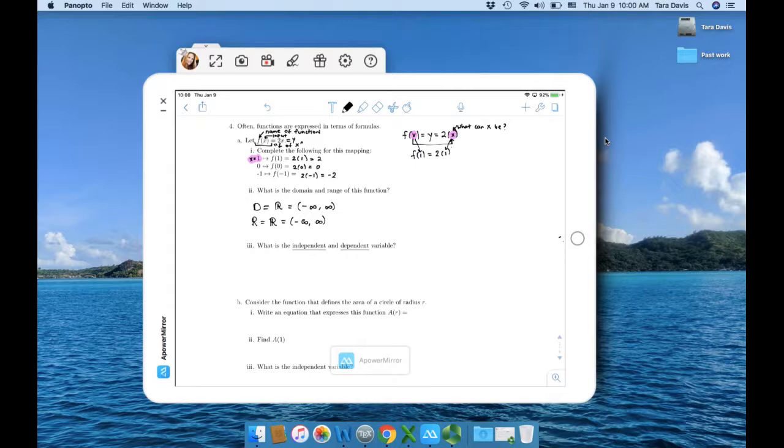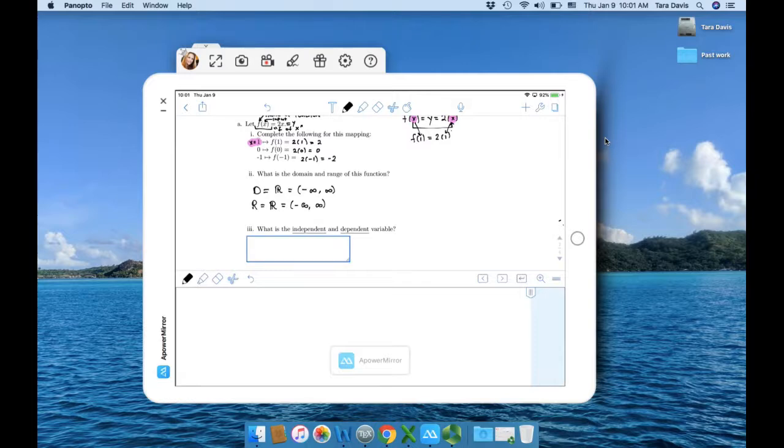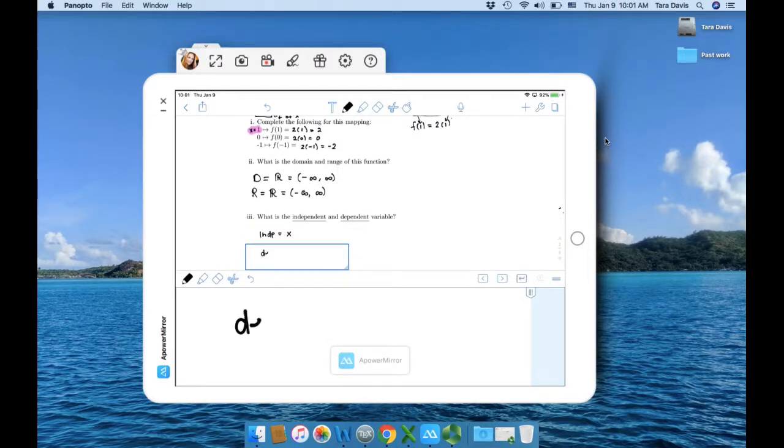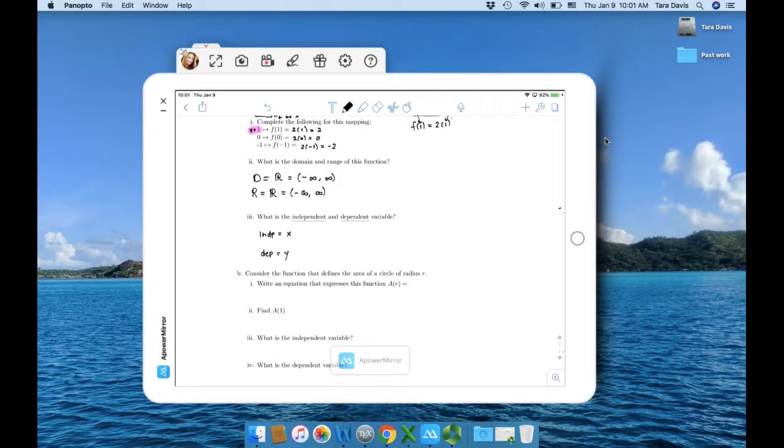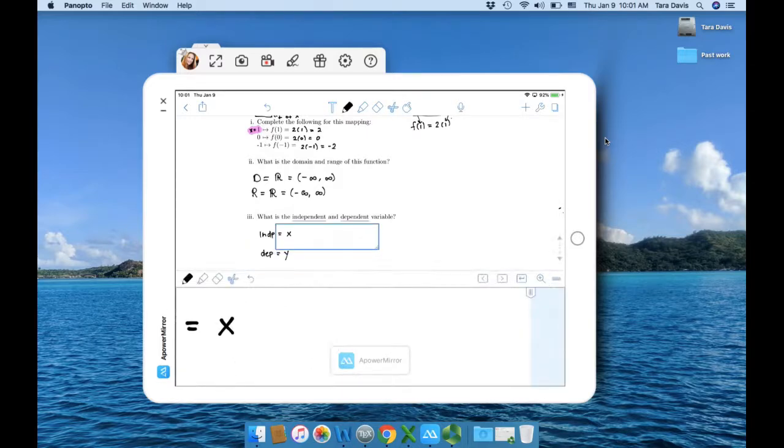Okay, lastly, what is the independent and dependent variable? The independent variable refers to the variable that's the input. So in this case, the independent variable is x, and the dependent variable is the variable that's being output. So the dependent variable is y, which is f of x, okay? That's our input and our output. I'll just write that down to make sure that it's clear. So x is the input, and y is the output.